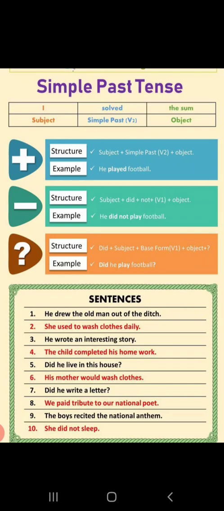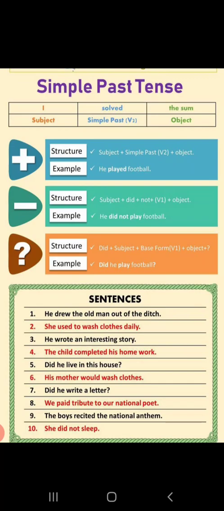Guys, you all know where we use simple past tense. Do you know this or not? Okay, just see. Simple past tense expresses a past habit or regular action in the past. It also expresses an action that began and ended in the past. Just to frame a sentence in simple past tense, what you have to do is only write the subject and then the second form of the verb.